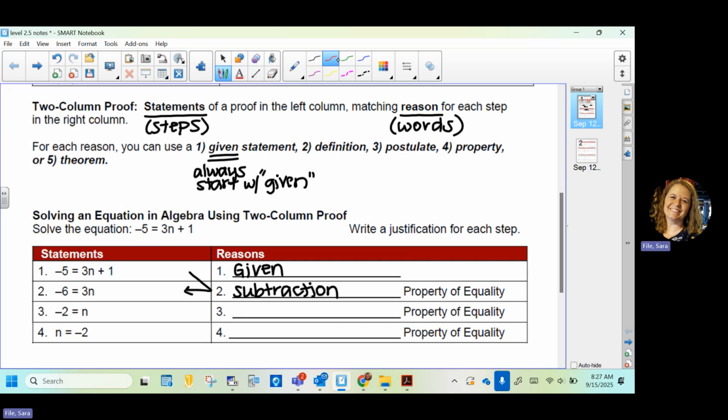If you want to show that subtraction, they did -1 on each side, right? And the ones canceled out over here. That's where -6 equals 3n came from. Does that make sense?